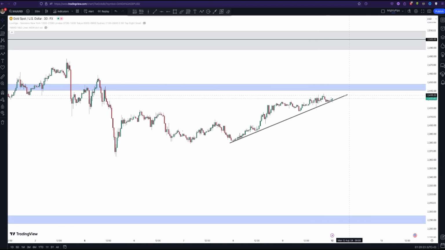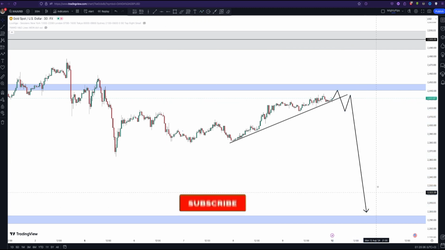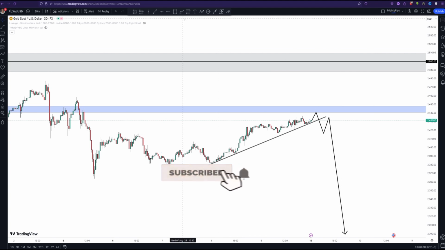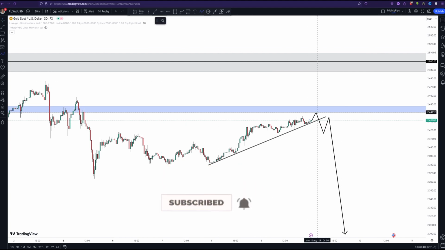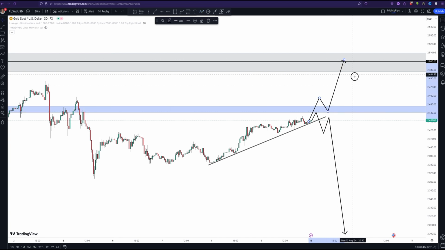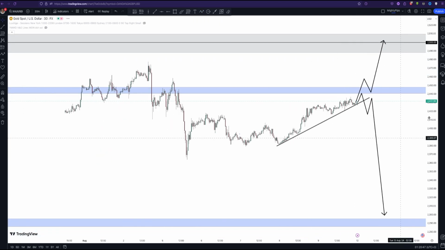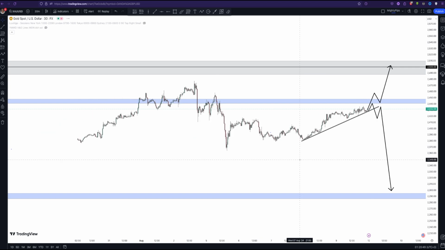So wait for the markets to break this trend line, something like this, break of this trend line, some sort of a pullback before you enter to trade down to here. If this does not happen, then we are looking at a breakout of this weekly zone, a retest around this area, then up to this psychological level. So this is the explanation I wanted to give you guys.